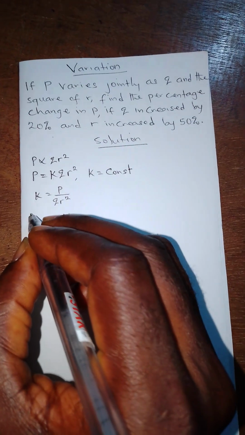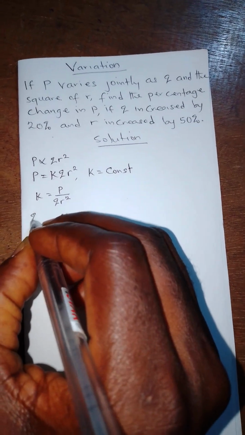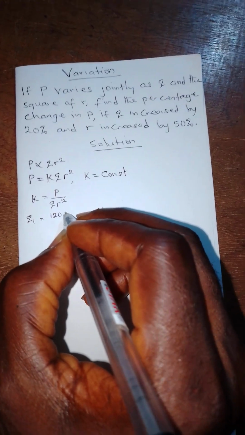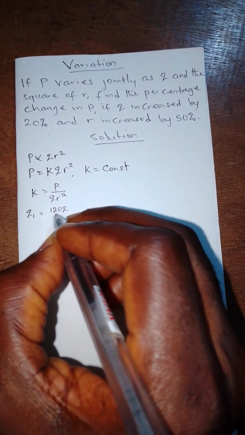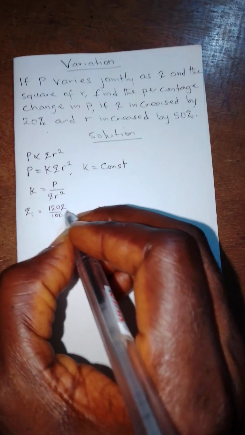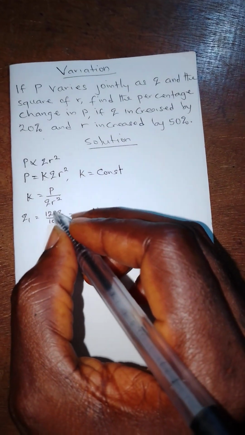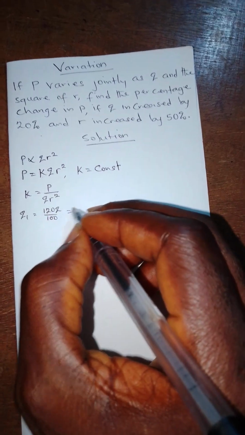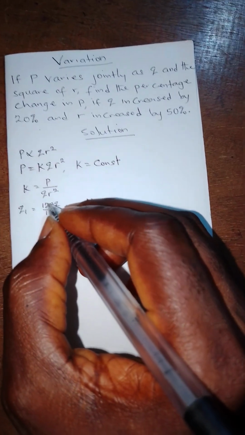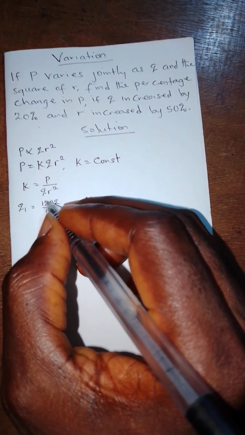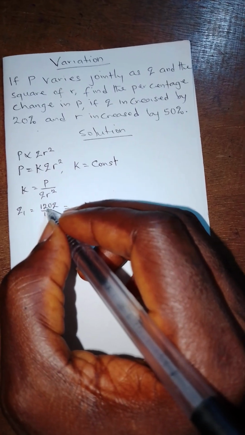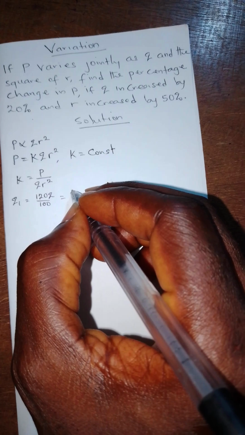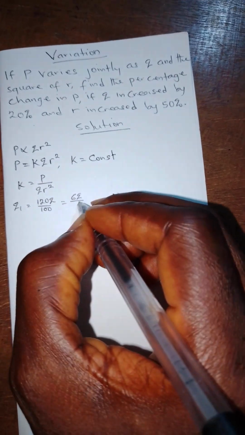Okay, so now let's write out the value of Q. Let's call it Q1. So Q1 is going to be 120Q over 100. And that's the same thing as, when you simplify it further, 0 cancels 0, 2 goes here 6, 2 goes here 5, so we have 6Q over 5.